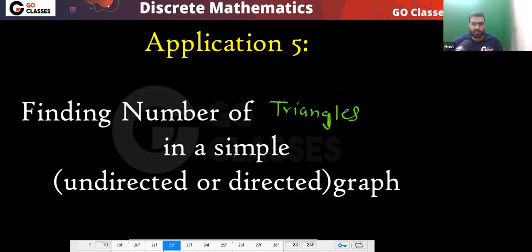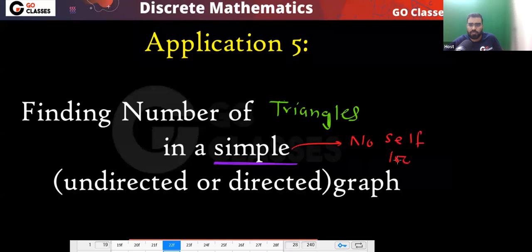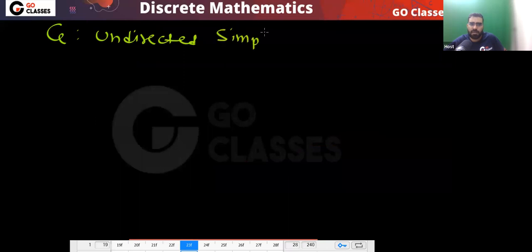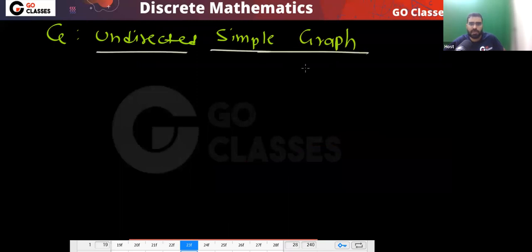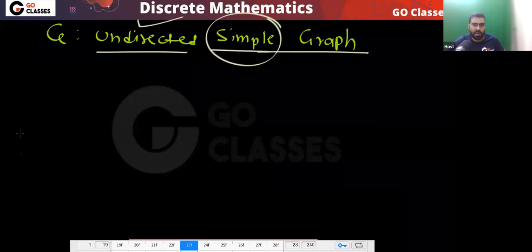Now let's see the concept here. First of all, your graph must be a simple graph, which means you do not have any self loop. So let's first consider the undirected simple graph. Undirected simple graph, this is what we are considering. So tell me, very simple things I'm asking.